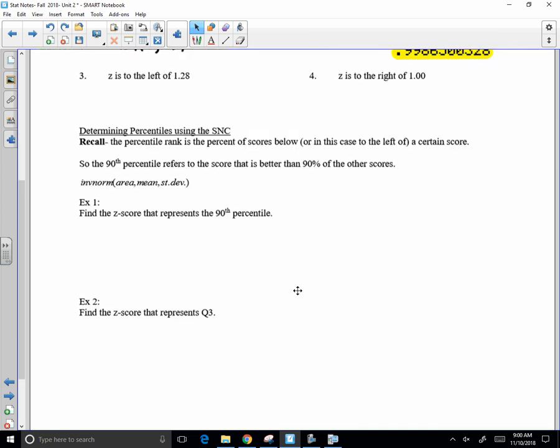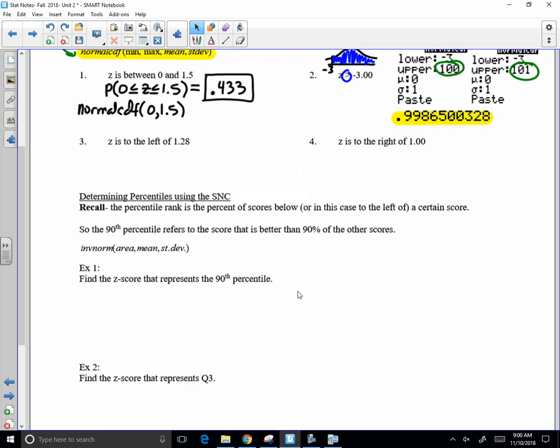So let's move on. To the left of 1.28. So for me, again, that's another diagram. And by the way, just going back to number 2, you look at the number 0.999. That's almost 1, and I shaded almost all of the graph, so there's consistency there.